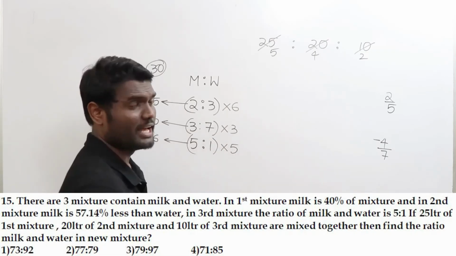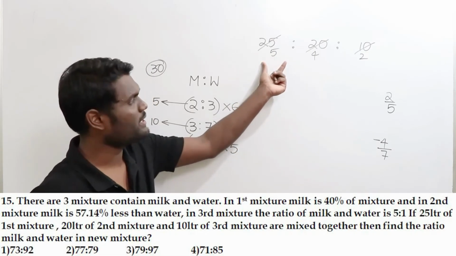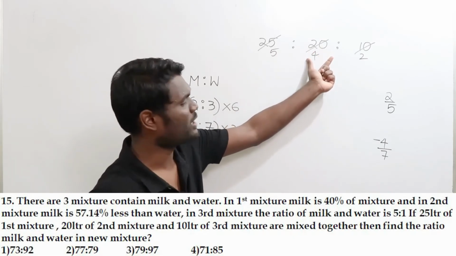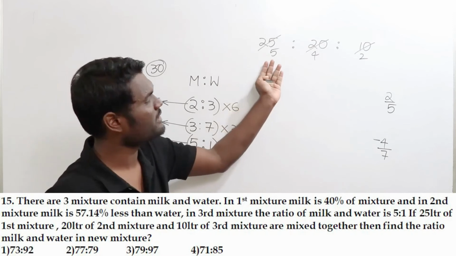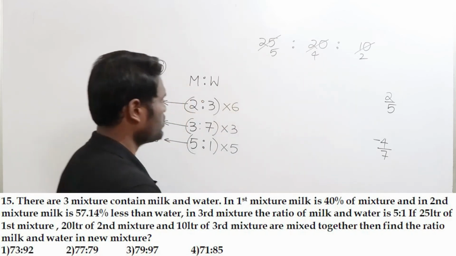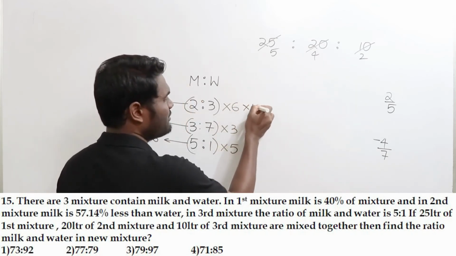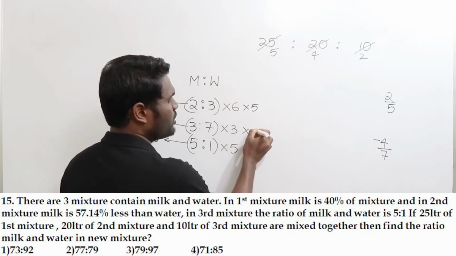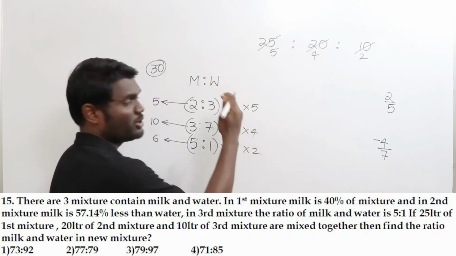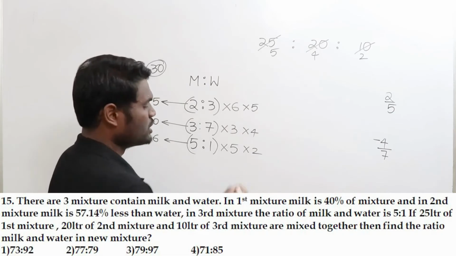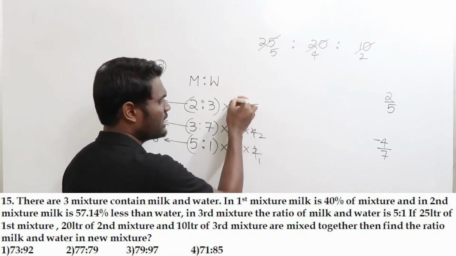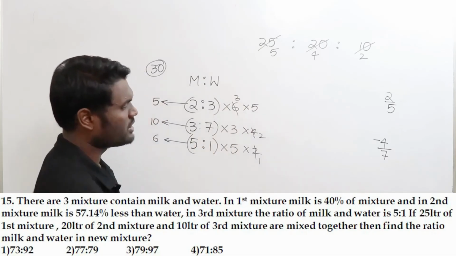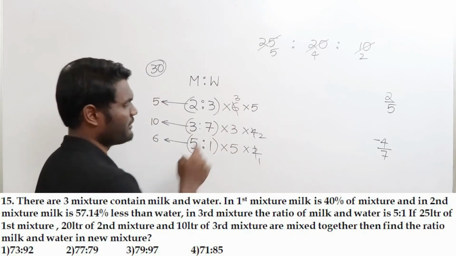And the question said that 25 liters from the first quantity, 20 liters from the second one, and 10 liters from the third one were taken, which means the ratio is 5:4:2. So multiply this with 5, multiply this with 4, and multiply this with 2. Why? Because the ratio is 5:4:2. So 2 cancels here 1 time, 2 cancels here 2 times, and 2 cancels here 3 times. And if you observe here, no more cancellations, so simplify this.